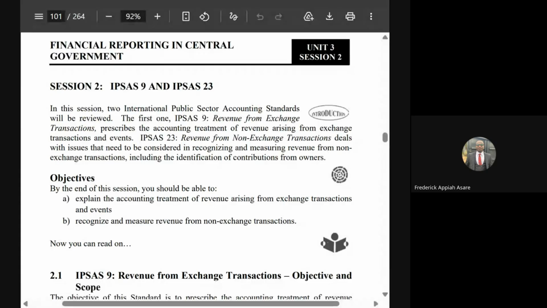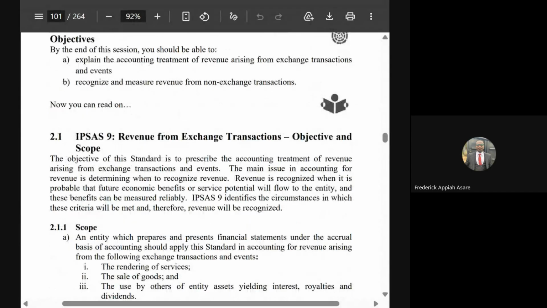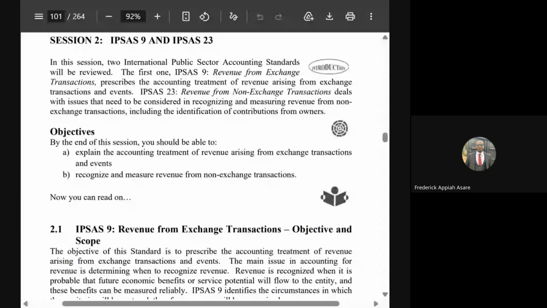Right, so let's look at IPSAS 9 and IPSAS 23. IPSAS, I've already told you that with the public sector, they use the IPSAS, that is International Public Sector Accounting Standard.